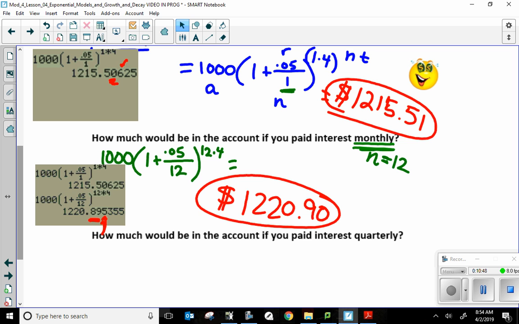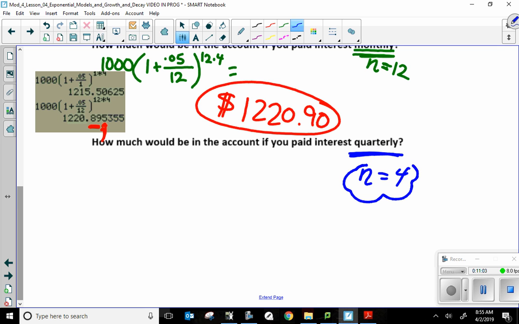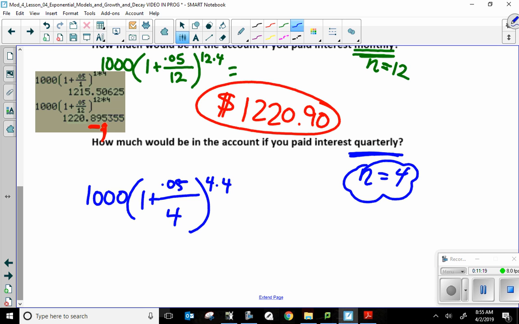All right. Now, how much would be in the account if you paid interest quarterly? If you got your interest quarterly, that means N would equal 4. Everything else is the same. I still have my $1,000. Still 1 plus my rate, which is 0.05 over N. This time my N is 4 raised to N times T.